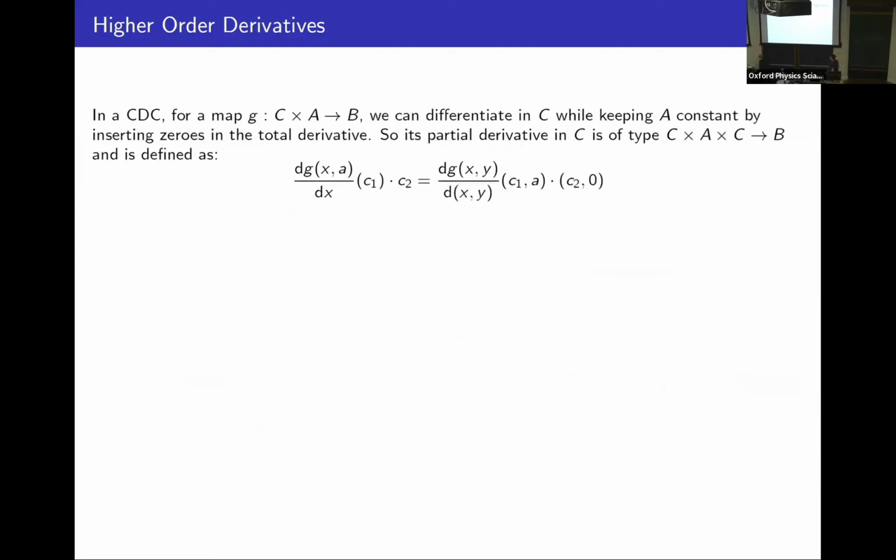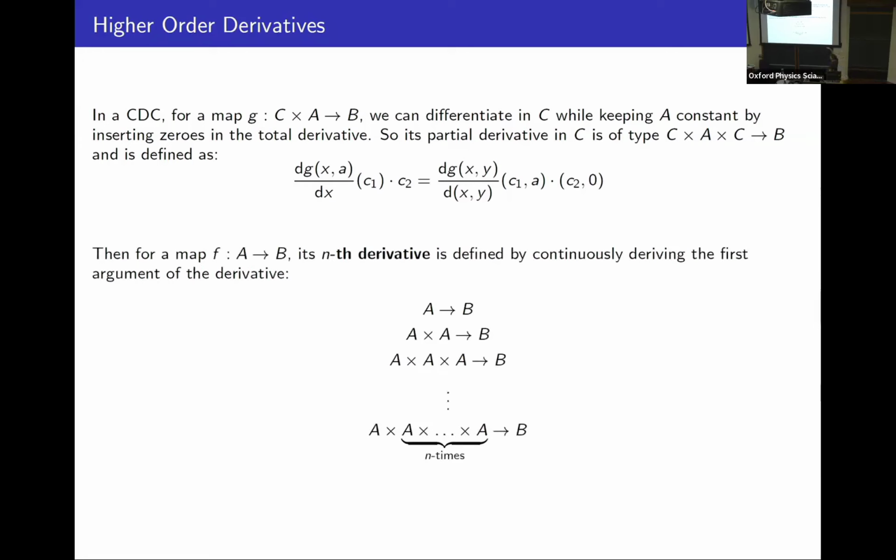So in a CDC, we'd like to be able to take a function, say of type c times a to b, and we want to differentiate in c while keeping a constant. So I want to be able to get a map of type c times a to b, because I'm differentiating in c. And the way you do that is you take the total derivative of g and you put a 0 in there where the a is missing. And this is the exact same thing that you do in normal differential calculus.